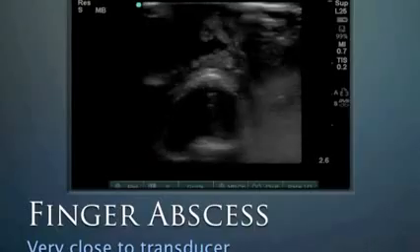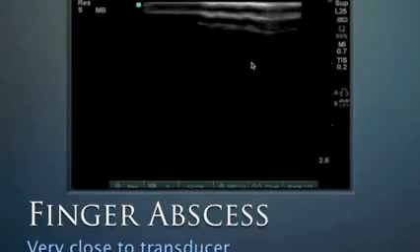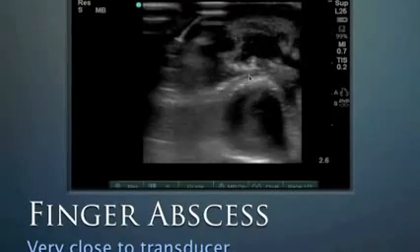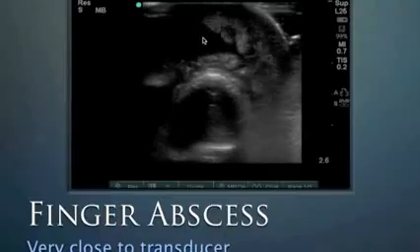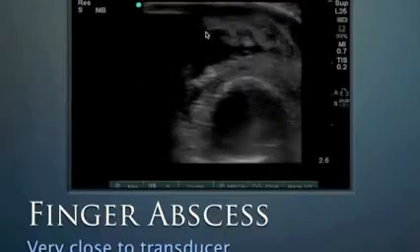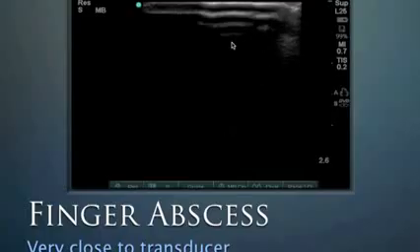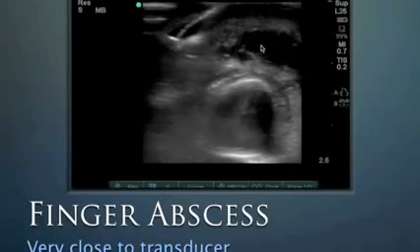And this is an example here of a patient who has an abscess actually on their finger. And the finger, obviously, is a very superficial structure. This is the bone of the finger down here. We can see in this subcutaneous soft tissue area right here, there's a prominent hypoechoic debris seen. And in this area right here is where we can make out that abscess.